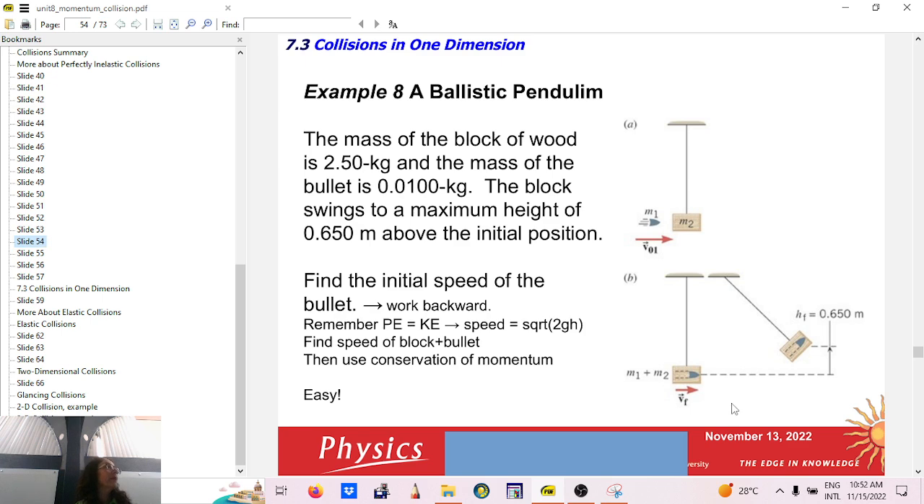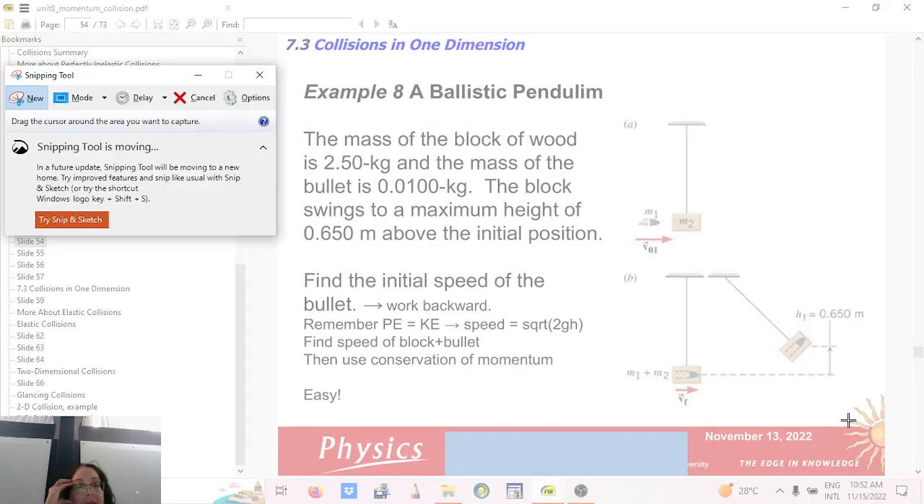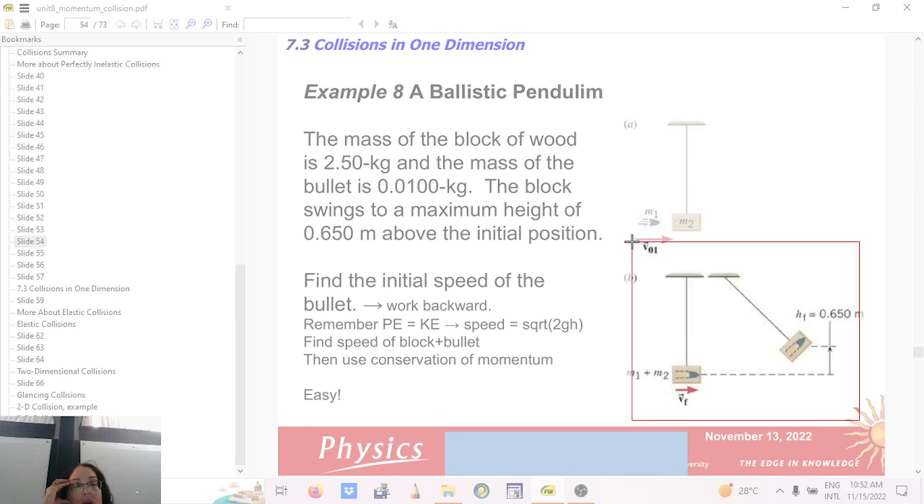Typical, like any physics textbook, you will have those problems. The ballistic pendulum, that's what they used back then to find the speed of a bullet, right? Before the high-speed photography, ballistic pendulum, that's what they used. I think it's still used today, I don't know. Okay, so let's do this one.